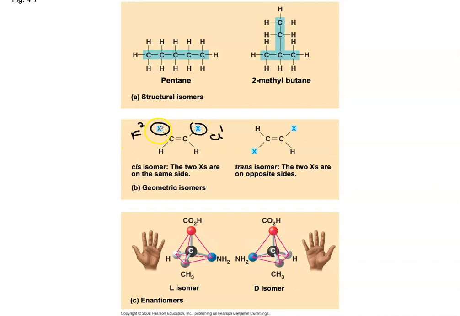If the high priority ones are on the same side, then they are called a cis molecule. If they are on the opposite sides, so if I had this one as fluorine and this one as chlorine, then I would go 1, 2, 3, and 4. So since the higher priorities are on opposite sides, they are called trans.